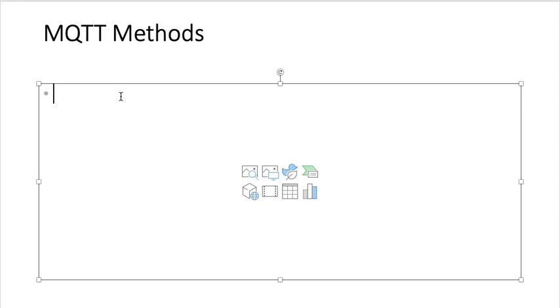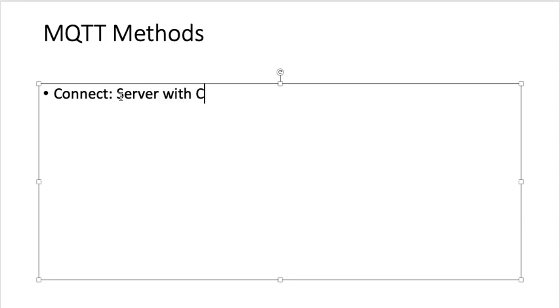So the first method that we have in MQTT is connect. Connect is a method used to connect the server with the client. Next one is disconnect. It is used to disconnect after the work of transmission or receiving is done.